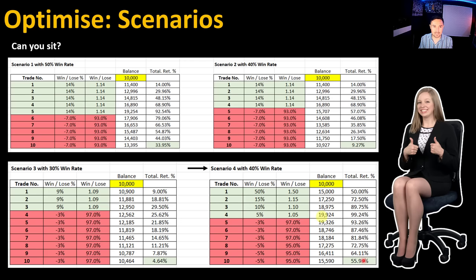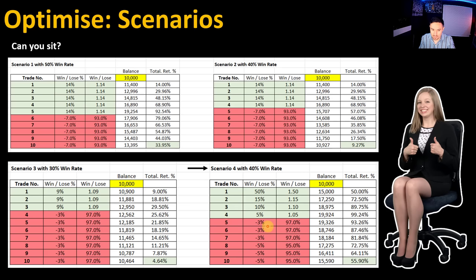Relative to, say, scenario two and scenario one, where it's 33.95% with a 50% win rate for 14% winners, 7% losers. Scenario two, 40% win rate, 14% winners, and 7% losses. So they are 2-to-1 in terms of their gain versus their loss, 9.27%. But look at this, look at the monumental difference here, 55.9%. Why? The outsized gain here, 50% win coming in, and then the other ones, 15% gains, but 10% and 5%, nothing burgers. But then controlling the risk, 3-3-3-5-5-5, small losses, big winners, small losses, big winners.